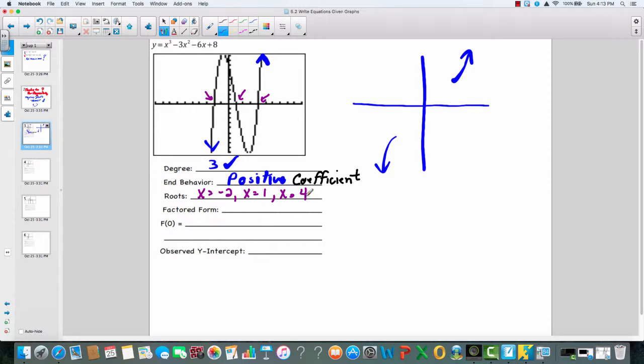What would that look like in factored form? Here's what we really need to know. This will help us with the equation because this is basically it. So in factored form, we would reverse the signs of our roots and we would say x plus 2, x minus 1, x minus 4.